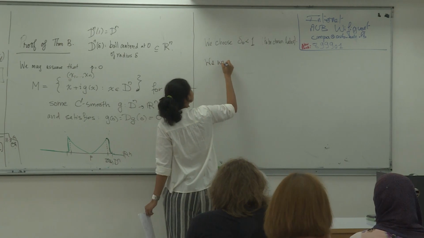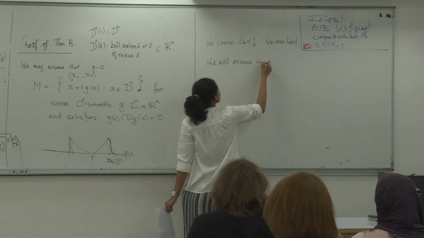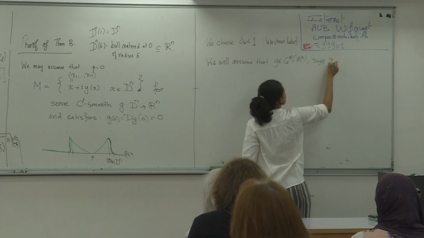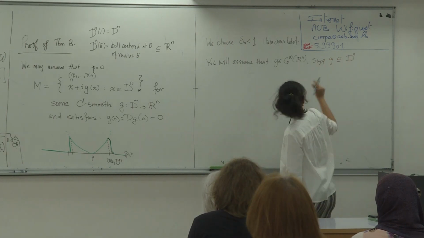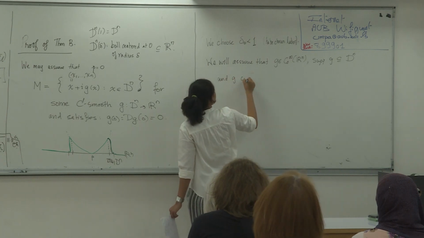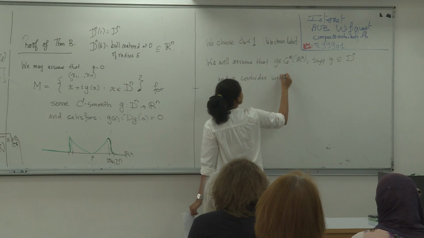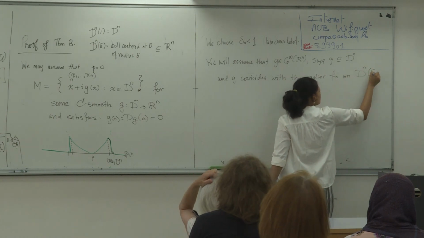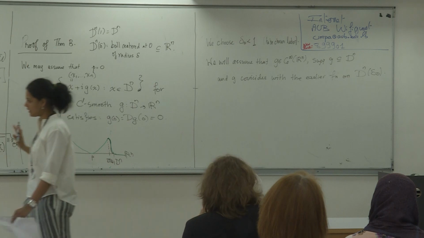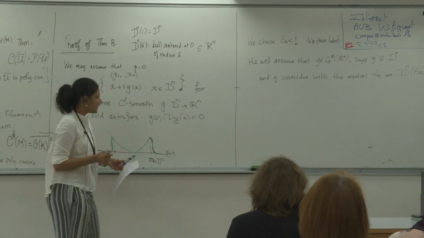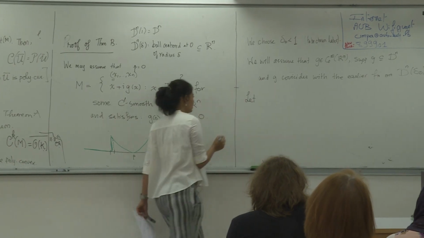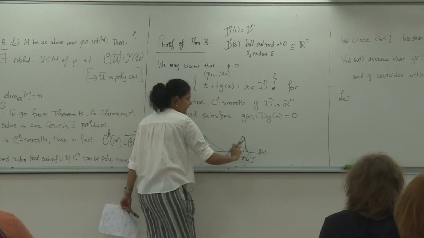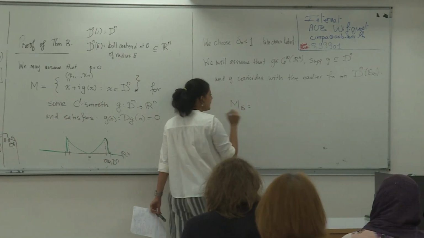So we will assume that G is smooth, compactly supported in Rn. The support of G is inside the unit disk, and G coincides with the earlier function on the disk of radius delta naught, where delta naught has to be chosen the correct way, and I'll mention that later. Now some more notation. The disks are in the parameter space, but what we care about is this manifold, which is parametrized by this disk.